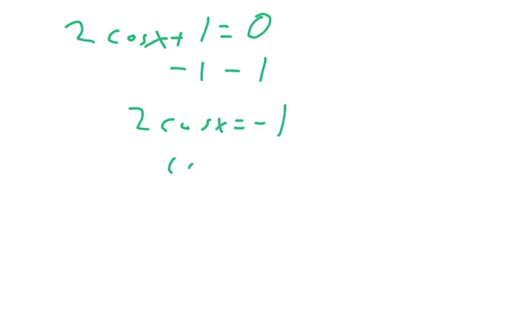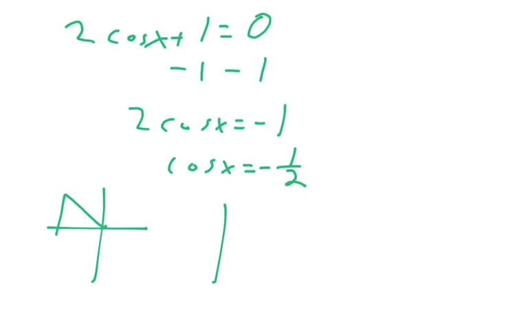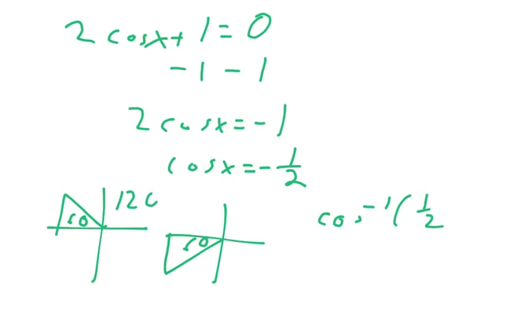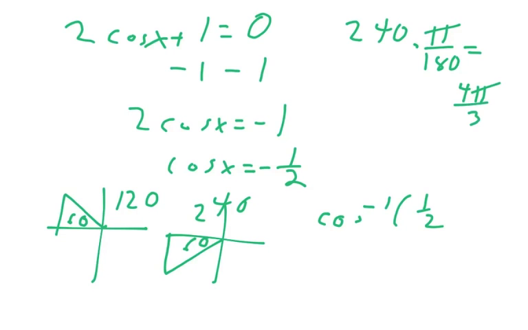For problem number 14, we've already done most of this on a different problem. So I subtract 1, 2 cosine x equals negative 1, cosine x equals negative 1/2, and then we know it's in quadrant number 2 and quadrant number 3 because all students take calculus. When I do inverse cosine of positive 1/2, it gives me the answer of 60. And so we get the answers of 120 and 240. Because they want this in radians, I'm going to multiply 240 by pi over 180, and that turns out to be 4 pi over 3.